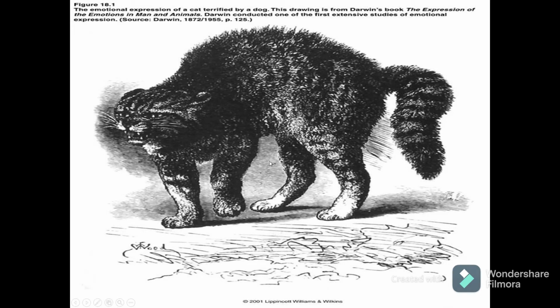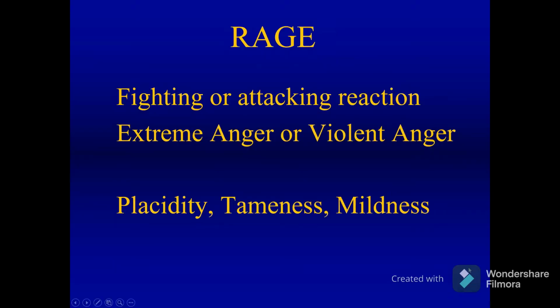Here this cat is about to fight or about to attack someone else. Now rage is a fighting or attacking reaction. It is the extreme anger. It is not just anger. It is the extreme anger or the violent anger, the anger which makes the person beat or kill another person or harm another person. The word opposite to rage is placidity, tameness, or mildness.